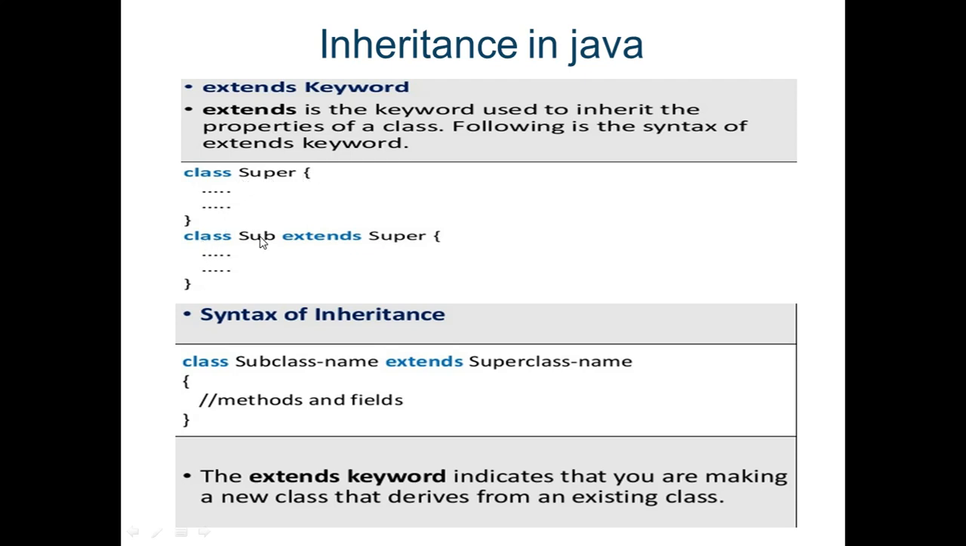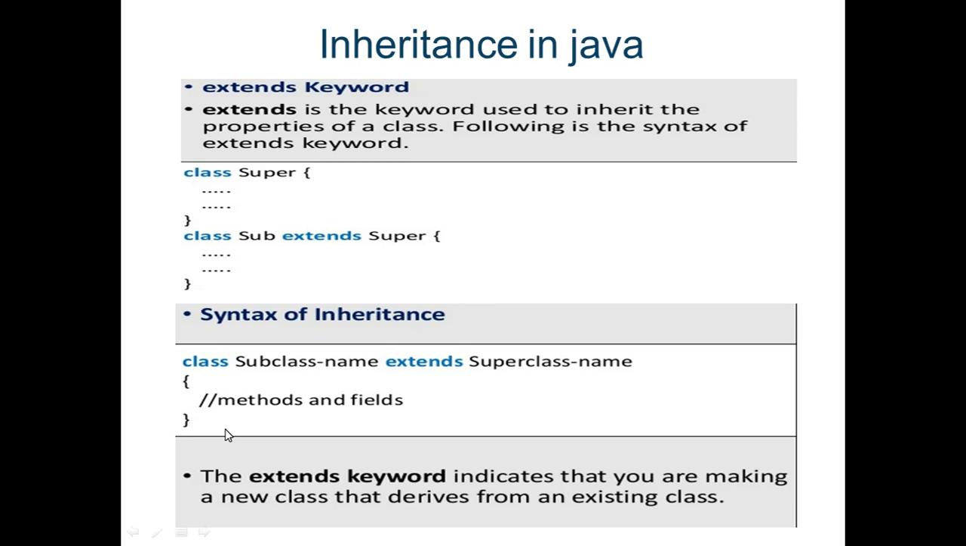Now class sub. So sub is my child class, right? So class sub extends. So this keyword is very important. Extends super. By using this line, what happens? Subclass will acquire the properties from the superclass, right? So syntax of inheritance: class, subclass name, extends, and superclass name. And here are the method and fields.